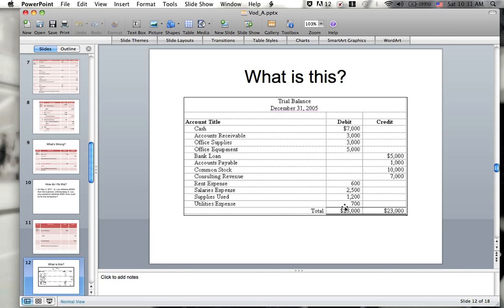It is prepared after all the transactions for the period have been journalized and posted to the general ledger. The format is a two-column schedule, with all the debit balances listed in one column and all the credit balances listed in another.